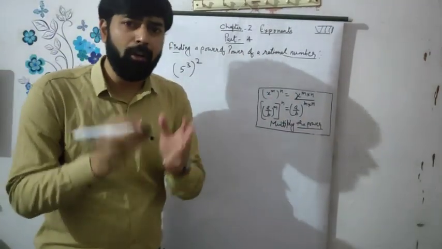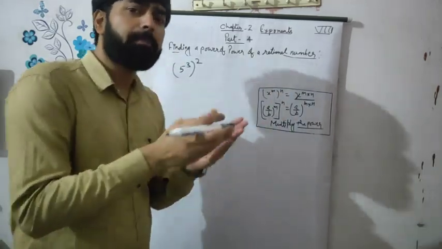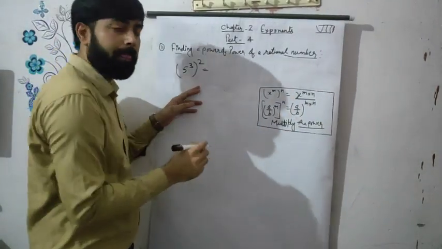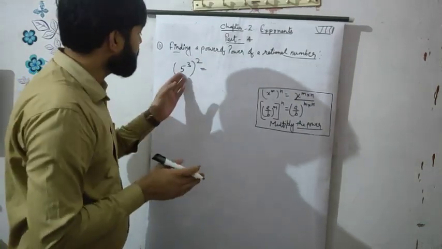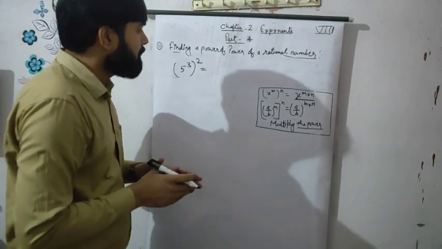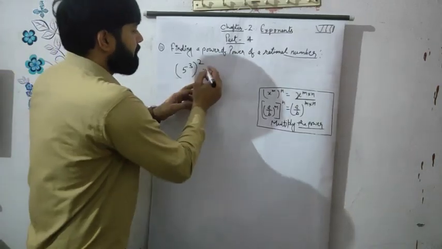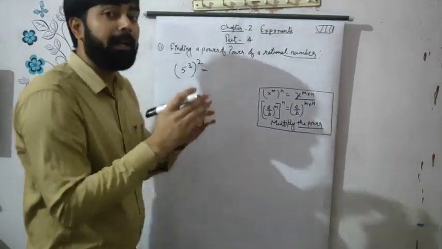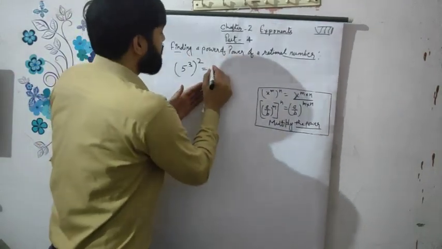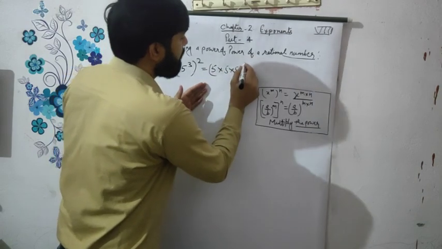Yes, all of you can solve it by the expanded form according to the power, but this is a long process. You expand the base according to the power, then again the power of power. You can solve it, but this is a long and time-taking process. 5 raised to the power 3 means 5 multiplied 3 times: 5 multiplied by 5 multiplied by 5, whole raised to the power 2.